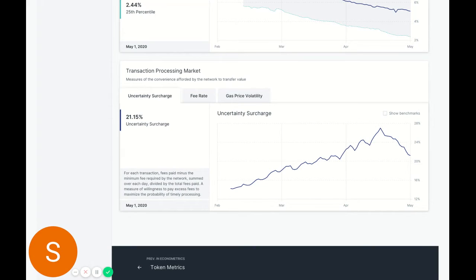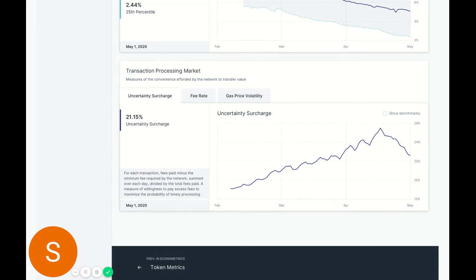But what we see in research, and we see in practice as well, is that when users are confused about the going gas price, or if there's significant volatility in gas prices, users will overpay. They don't quite know what the rate is, so they're just going to pay more than the going price to guarantee that their transactions are processed in a timely manner. And what this metric measures is how much they are overpaying.